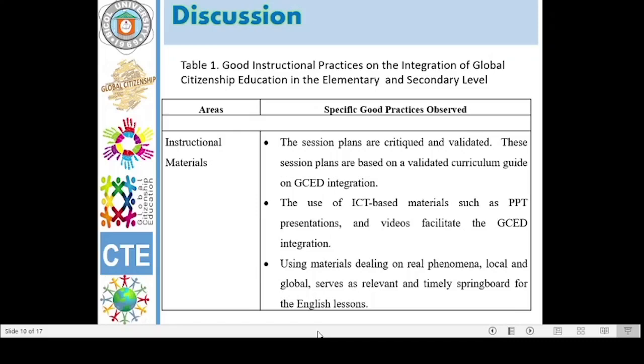For instructional materials, specific good practices observed were: 1. Session plans are critiqued and validated. So these session plans are based on validated curriculum guide on GCED integration. Number 2, the use of ICT-based materials such as PowerPoint presentation and videos facilitate the GCED integration. And last, using materials dealing on real phenomena, local and global, serves as a relevant and timely springboard for English lessons.